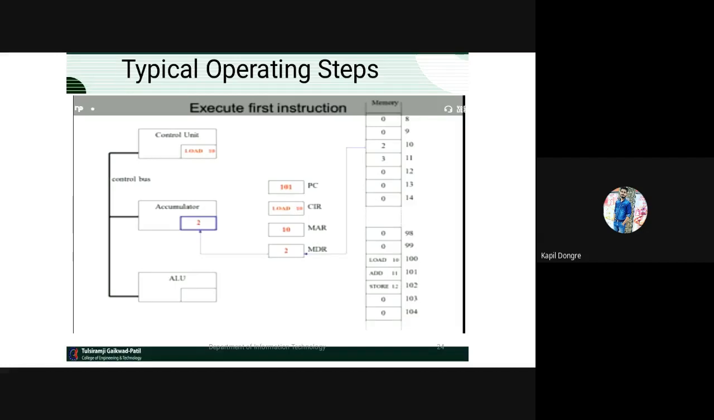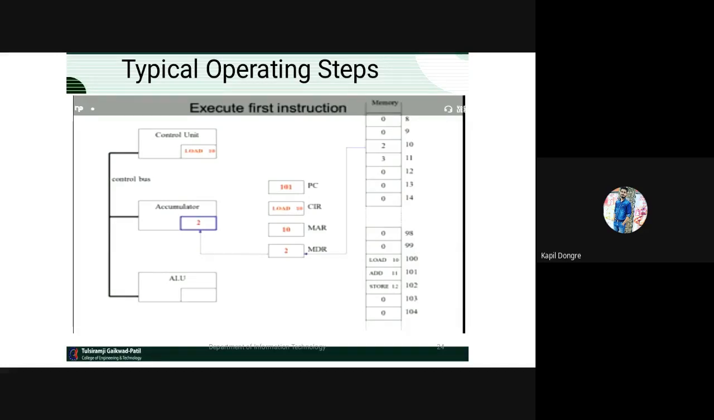Instruction IR contains the load. What is the next process? Execution process. We know that the MAR is 10. 10 is the address of that location where the data 2 is contained. What is the address of the 2? 10. So that 2 is contained there, and MAR is the address. What is the content of MAR?